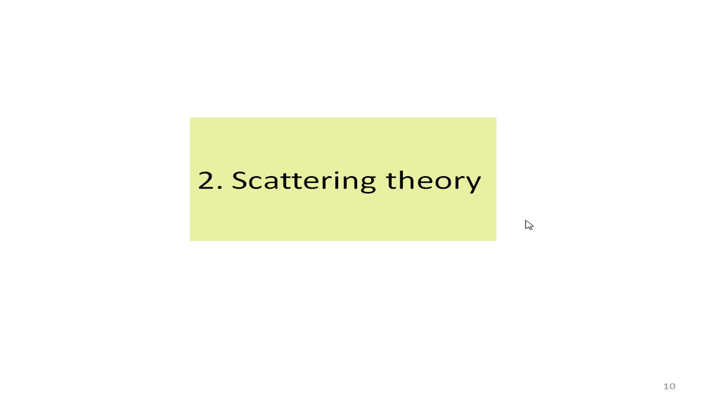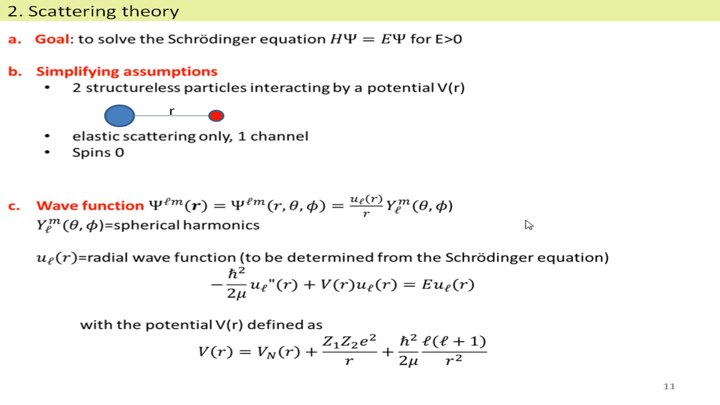So before going to the R matrix, I spend 5 minutes to refresh your memory with scattering theory. Probably you have heard about that last week and the week before. So the scattering theory tries to solve the Schrödinger equation, which is written here in a very general form, the Schrödinger equation with positive energies. That's the main point.